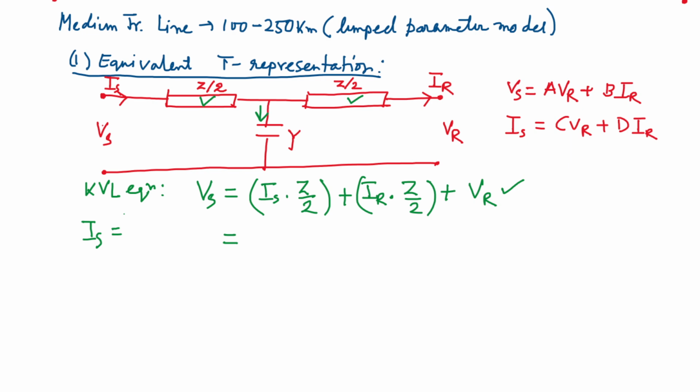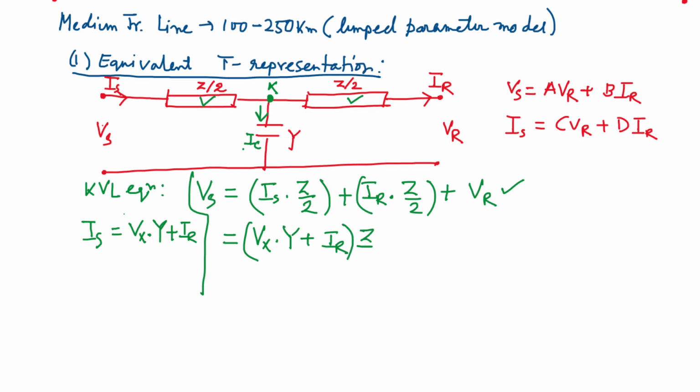What is this current? Let me consider this node as X. If the current flowing through the shunt admittance is IC, then IC is Vx into Y. So Is can be written as Vx into Y, that is the voltage at node X into the shunt admittance, plus IR. Let me substitute that. So Vs is equal to (Vx into Y plus IR), that whole multiplied by Z by 2, plus IR into Z by 2, plus VR.